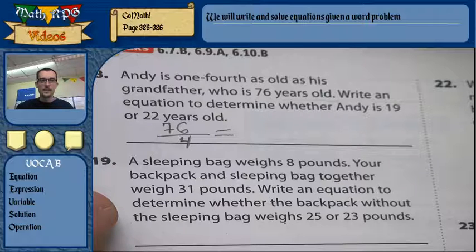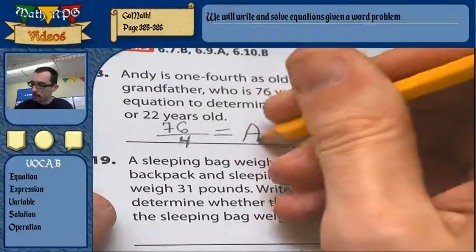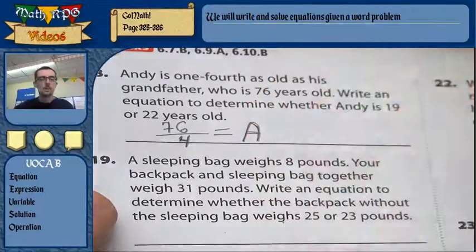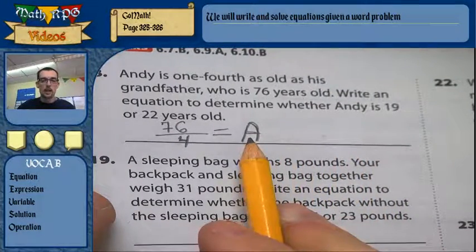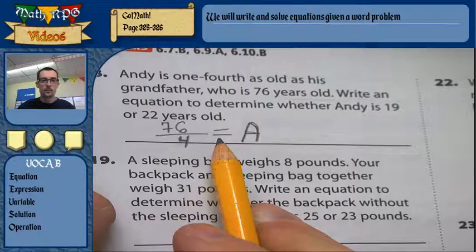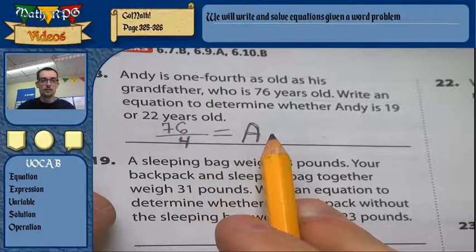Well, I don't know what it is. And if you don't know what it is in mathematics, you write a variable. You write x or some other letter. In this case, I might use a for Andy. Okay. So 76 divided by 4 equals a. Here's an equation. This is an algebraic equation because it has a letter, which means it's algebra. And it's an equation because it has an equal sign. So if I take 1/4 of 76, I get Andy's age.